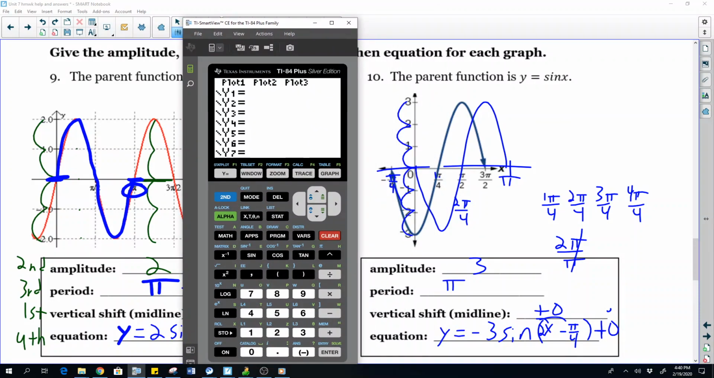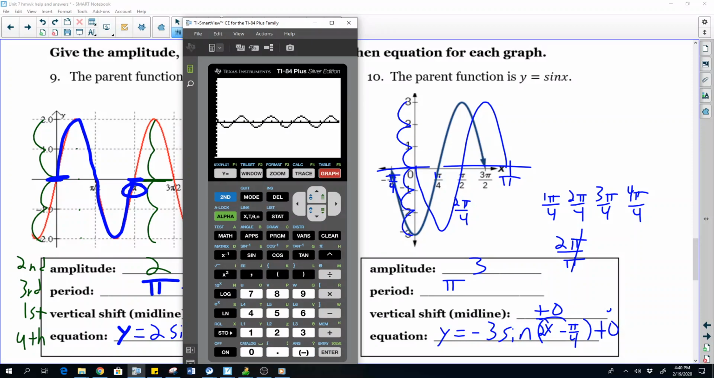So let's go ahead and plug in a negative 3 sine. Excellent. And this is the no calculator section, so the problem shouldn't be this hard on the test. But we'll go 2x minus parentheses pi divided by 4. Okay. Close parentheses. There's no phase shift. So graph this sucker. Maybe looking good.